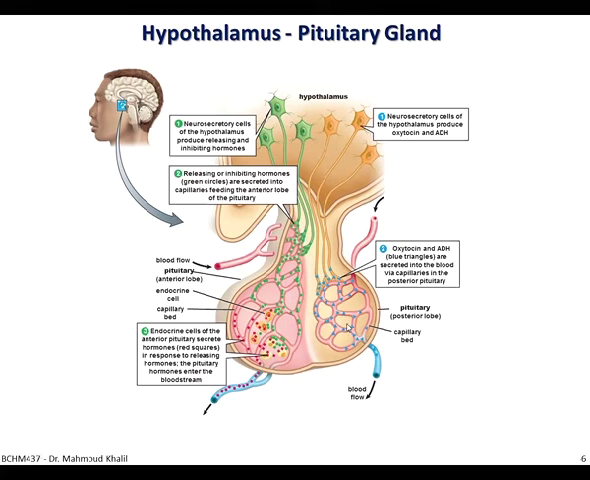So as we said before, the posterior pituitary gland doesn't do a lot in the process of the formation of the hormone. It is only stimulated to release this hormone, the oxytocin and ADH, into the blood.